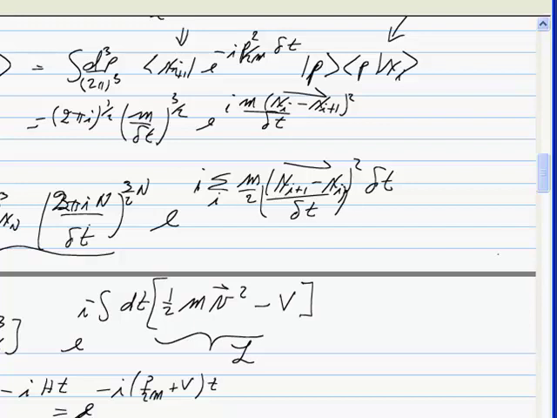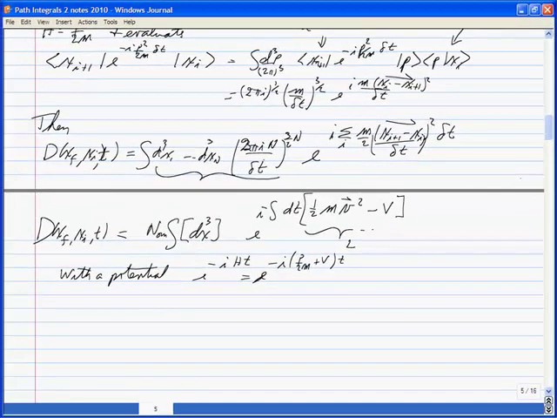So the momentum piece changed sign as you went through here. It started off as minus i p squared over 2m and ended up as plus i m v squared. The potential piece doesn't change sign, and we end up with a Lagrangian. Okay, so the phase factor is the integral of the Lagrangian. So there's your path integral.